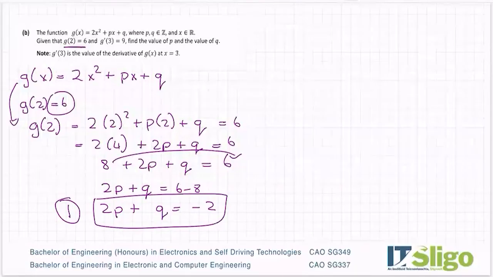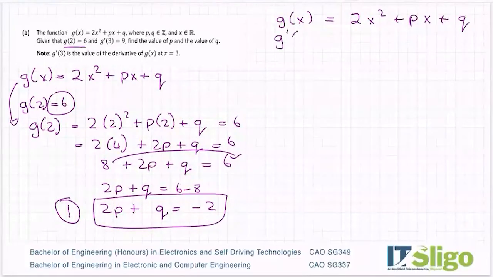And then it got a little bit different after that. So g dash of 3 is equal to 9. So I need a formula for g dash so that I can sub in the 3. I don't have a formula for g dash yet. All they gave me was g of x. So let's find a formula for g dash of x.